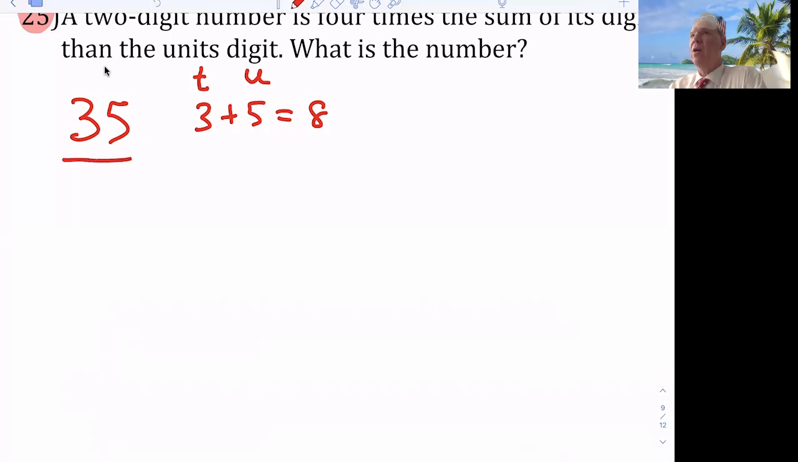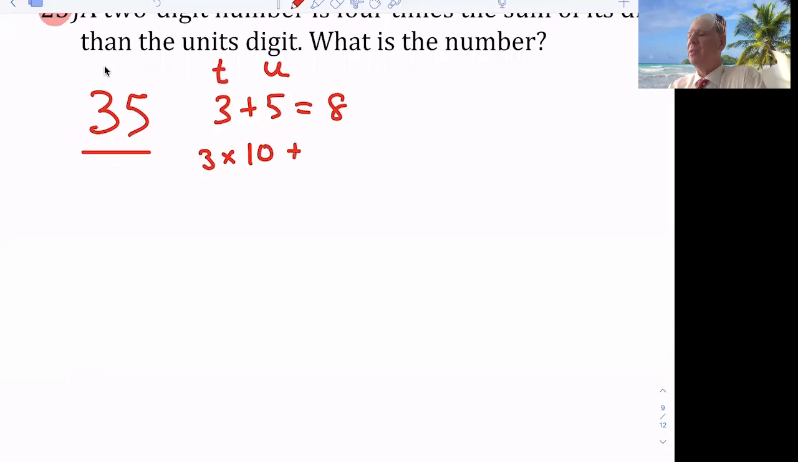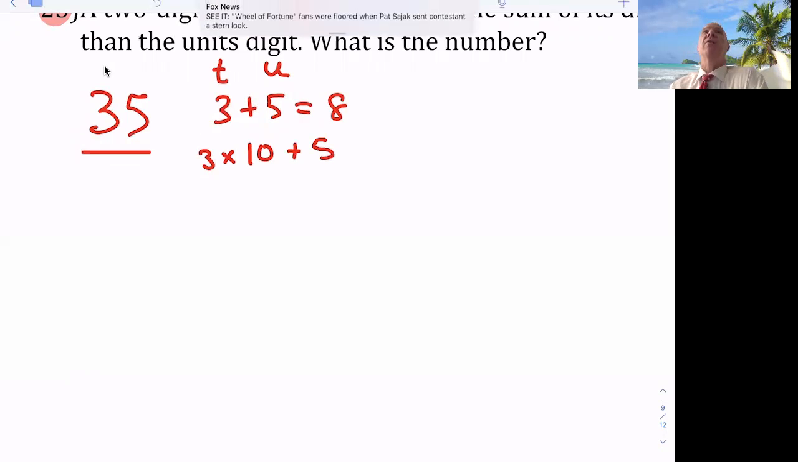Now, what does 35 actually mean? 35 actually means 3 times what? You learned this literally in 2nd grade. 35 is 3 times 10 plus 5. That's literally what that means. And 30 is what? 3 tens. That's why they said that.